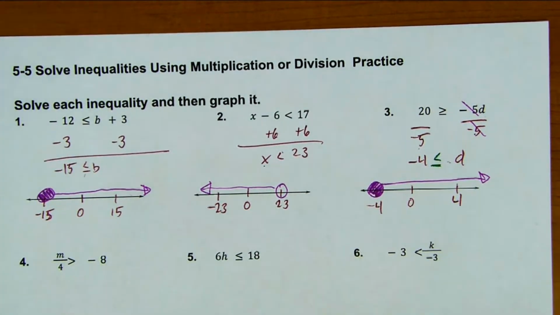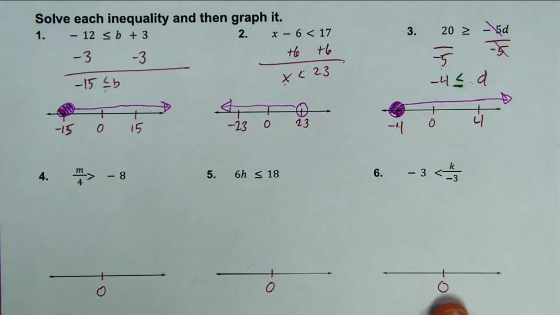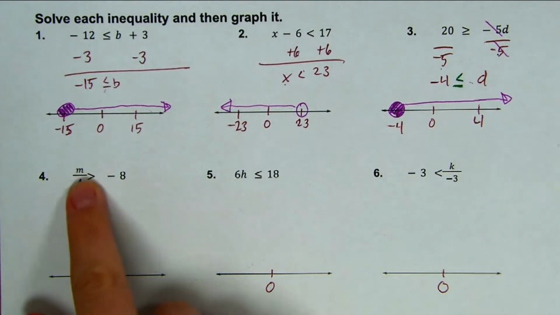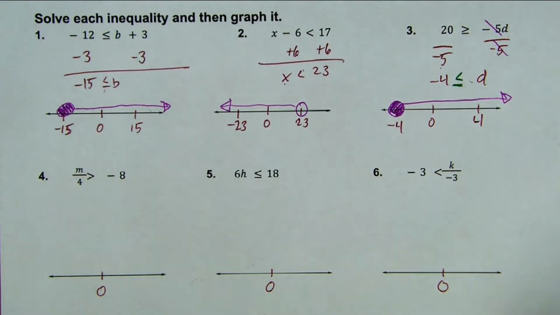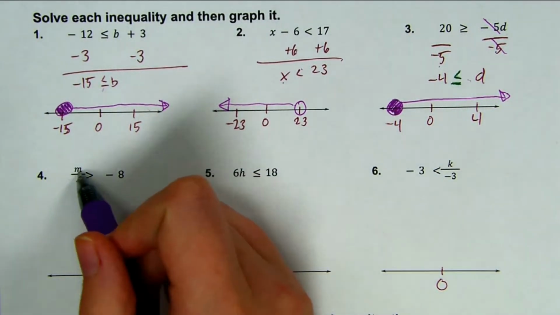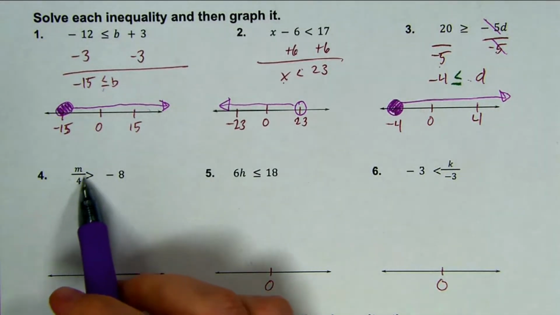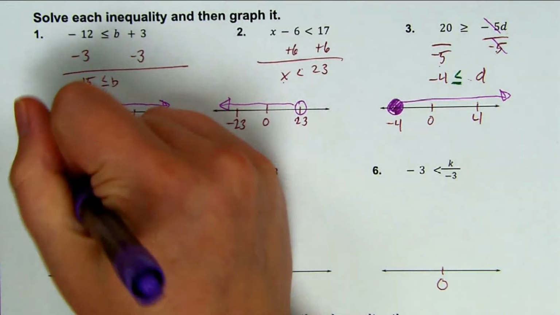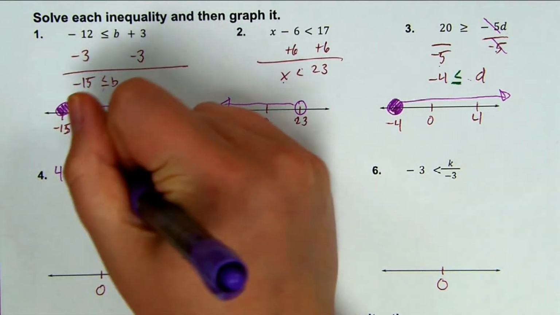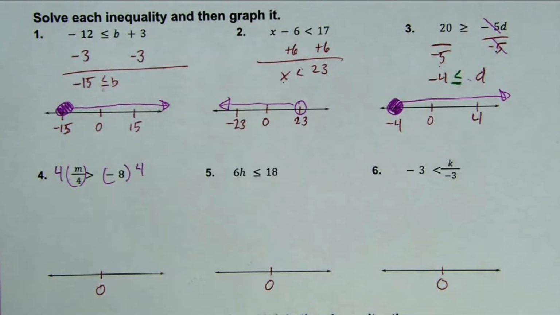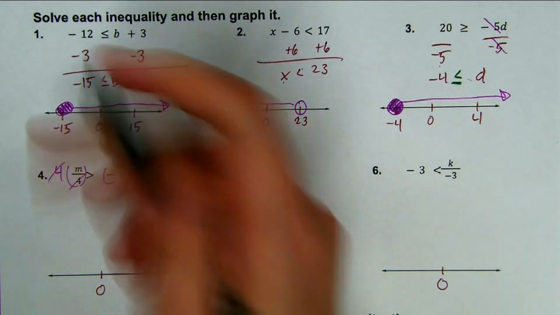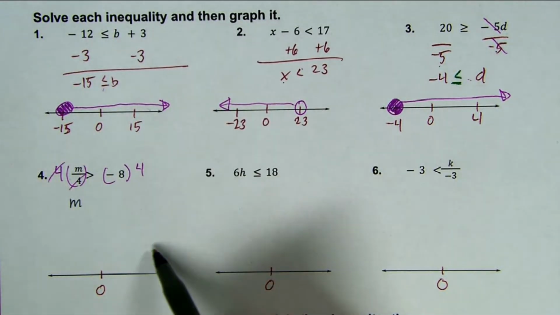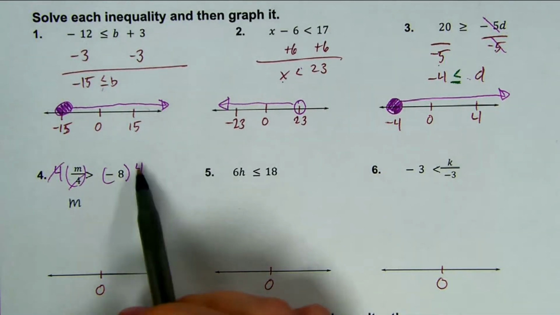For our next set of examples, m over 4 is greater than negative 8. We can go ahead and solve for m by getting rid of this 4. Right now, m and 4 are being divided, so we can undo that division by multiplying both sides by 4. When we do that, times 4 divided by 4 will cancel out. So we're left with the variable m. On the right side, negative 8 times 4 is negative 32.